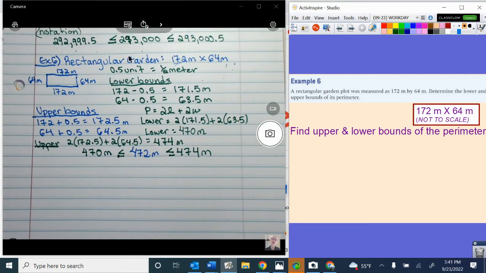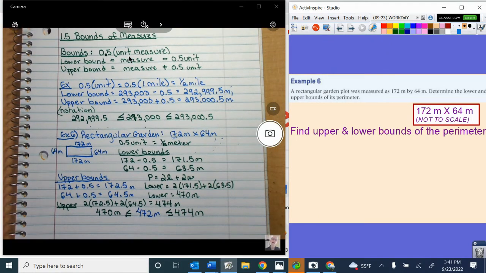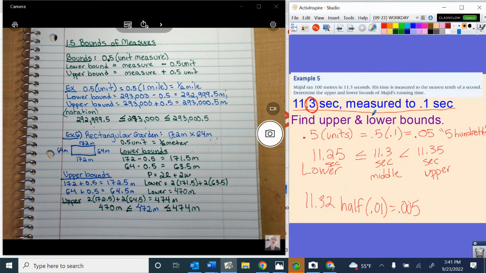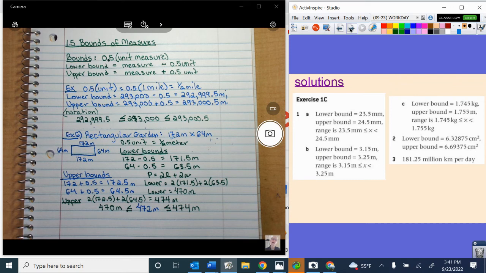I'm going to zoom out so you can see the full picture of my notebook. Make sure that you are recording this in your notebook. And make sure, if you need more practice, to look at the PDF. There's an additional example, finding upper and lower bounds using time. And I have also put some problems from our textbook that apply the idea of bounds. And the solutions are on the final slide of the PDF.